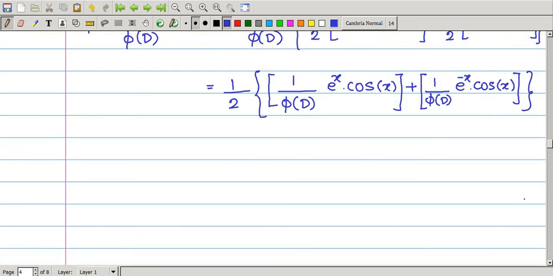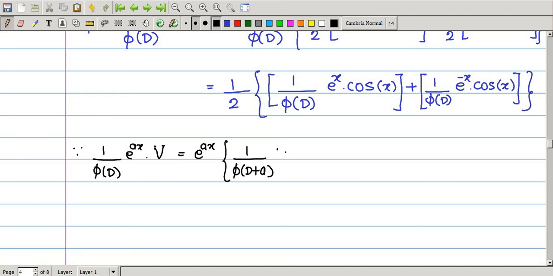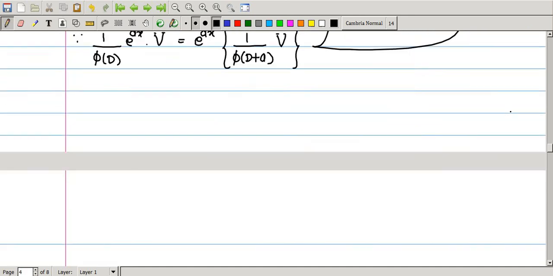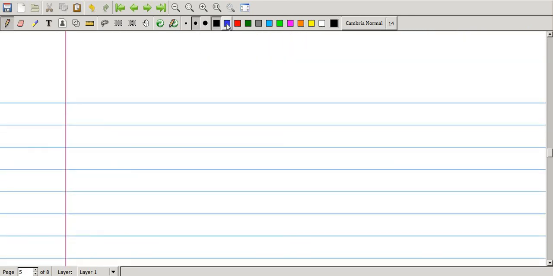Now we simplify each term at a time. Since the shortcut method formula for phi of d into e raised to ax into v is equal to, we take the exponential function outside, we replace d by d plus a and operate it on the second function v. We use this formula for this bracket as well as for this bracket. Otherwise, you can call these yp1 and yp2 and simplify these two terms independently. So to save time, we go for the calculations in a single step.